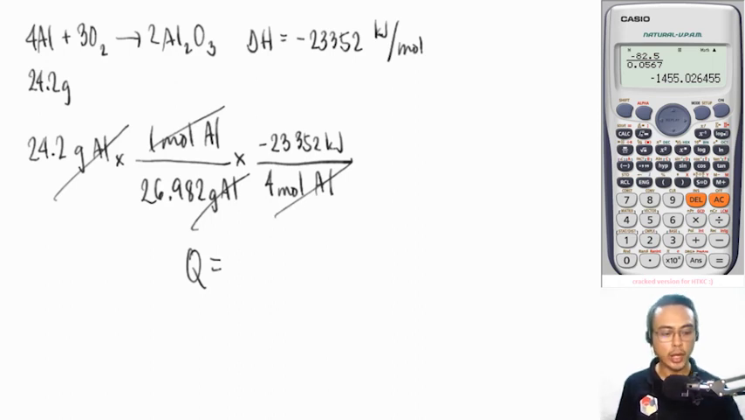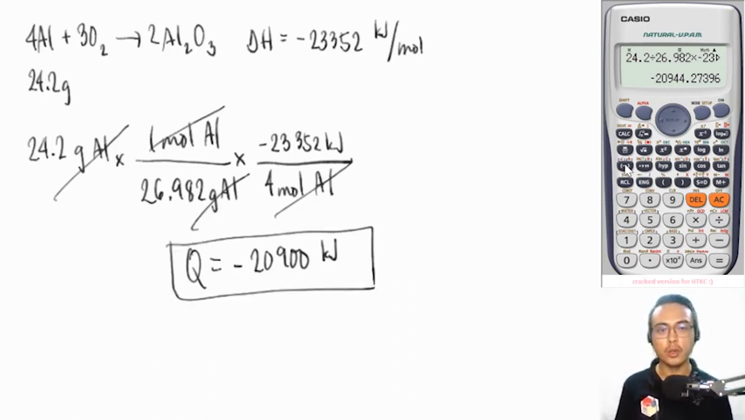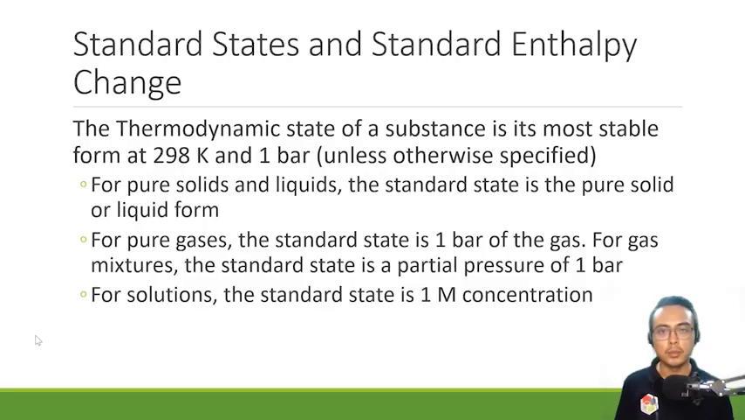So calculating, we have 24.2 divided by 26.982 times negative 23,352 kilojoules. Our answer for Q, negative 20,900 kilojoules of energy. This is rounded to 3 significant figures. Okay, so you just have to revisit your stoichiometry and apply thermochemistry. Let's proceed. Now let's talk about standard states and standard enthalpy change.